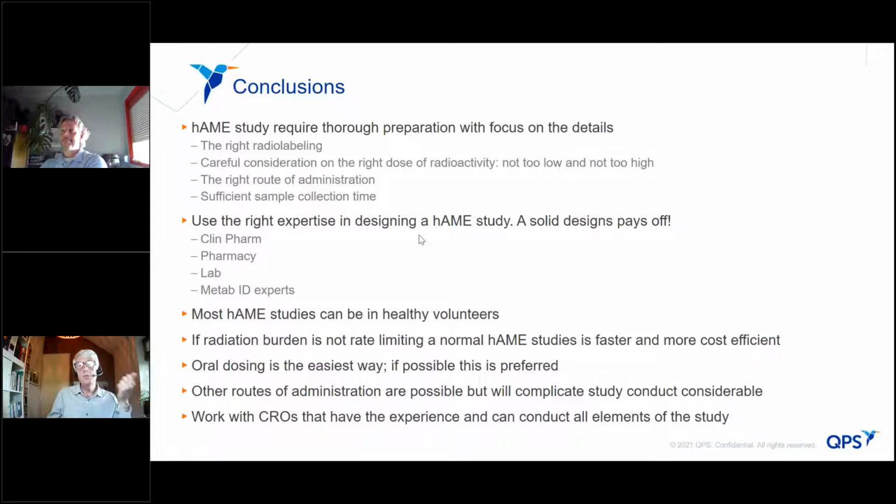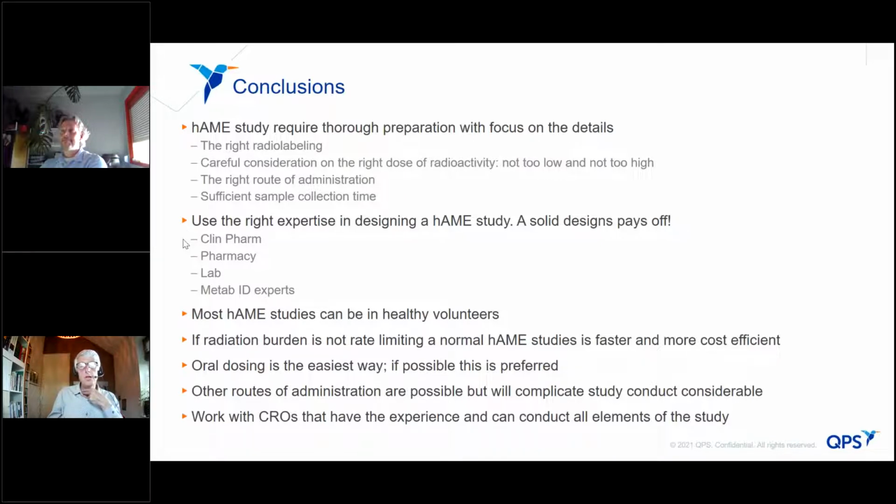And it should involve multiple people, so clinical pharmacology people, pharmacy people, lab people, and also MetID experts, who are kind of at the end of the process, but it's very important that they also provide the team with input on where the radiolabel is and things like that.